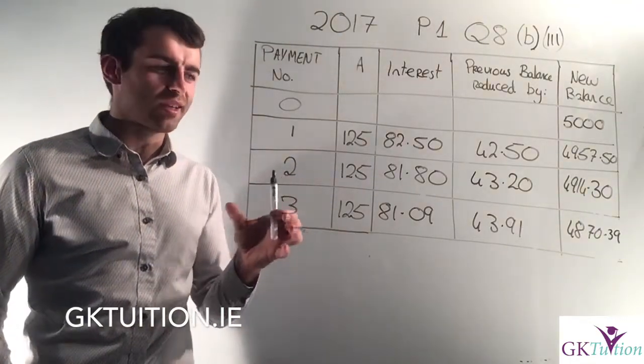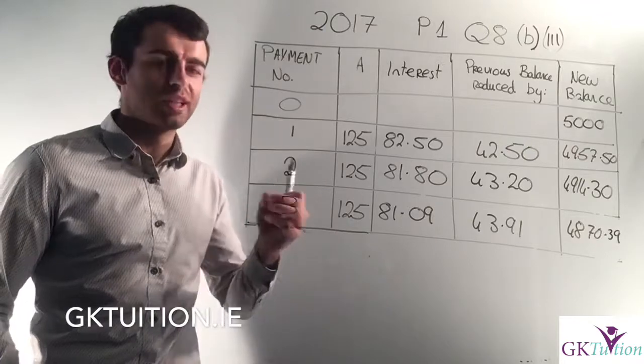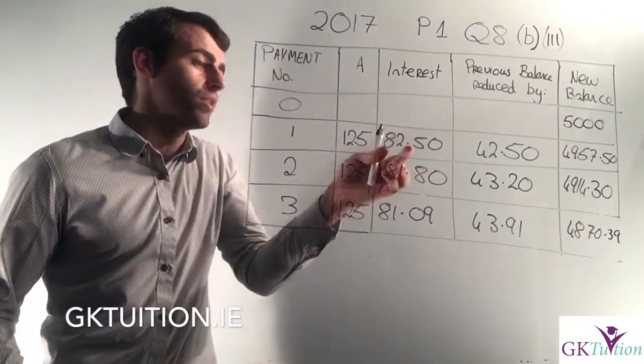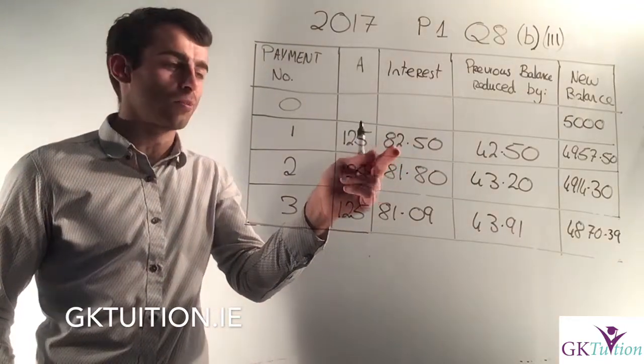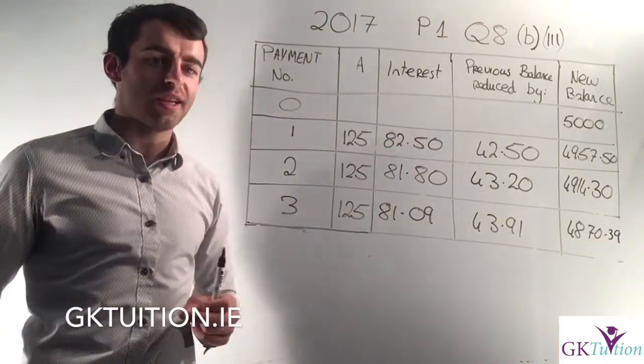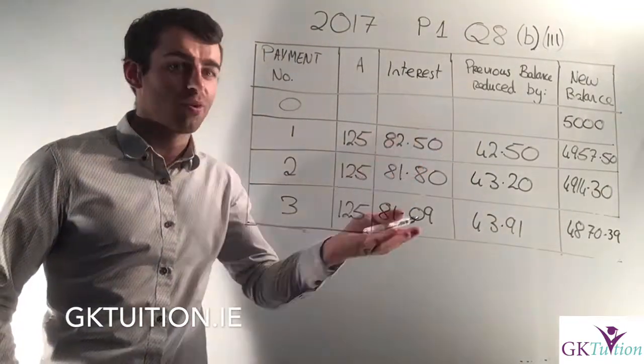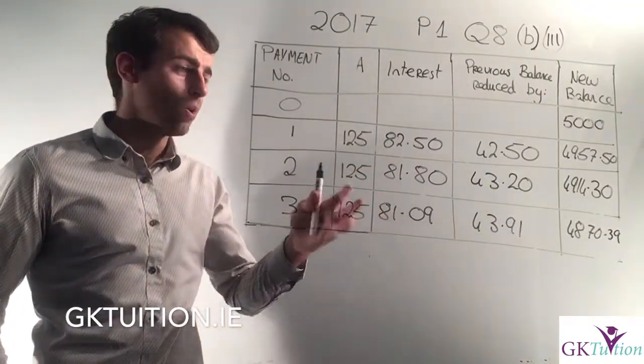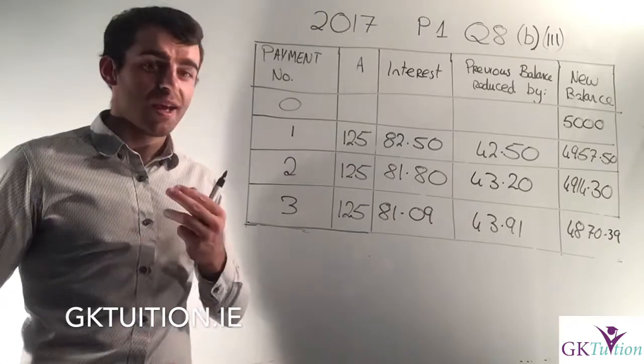And to be honest, I think for a lot of people that year, it was literally just a matter of playing around with the figures and trying to come up with a figure that fit in here for the first one. Once you identified this was 82.50, the rest of the question is incredibly straightforward when you figure out what's going on. So I hope all of this made sense.